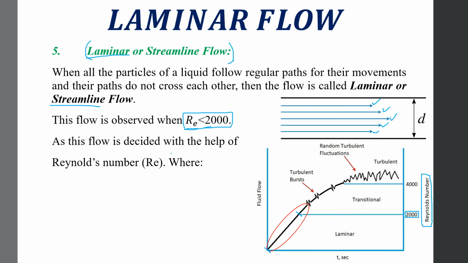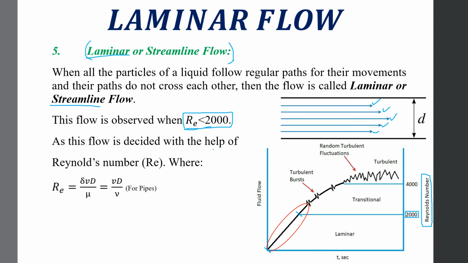Whether the flow is laminar, turbulent, or transitional is decided with the help of the Reynolds number. So we must know the formula for the Reynolds number. Keep in mind that the Reynolds number is applied to both kinds of flow, whether pipe flow or open channel flow. This should be kept in mind. But the formulas are different for both types of flow.